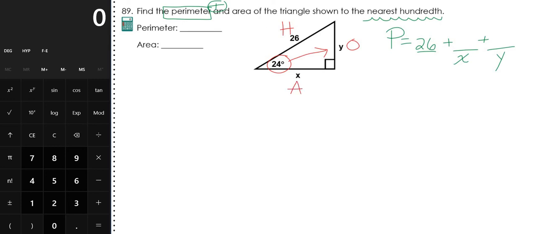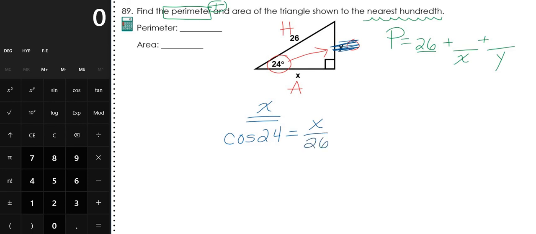We're going to use one variable at a time. So let's start with x. If I'm solving for x, I want to ignore the other variable. So I'm going to pretend that this y value doesn't exist. So I have a and h, which is cosine. A and h, so I'm going to do cosine of 24 equals your adjacent x over 26.